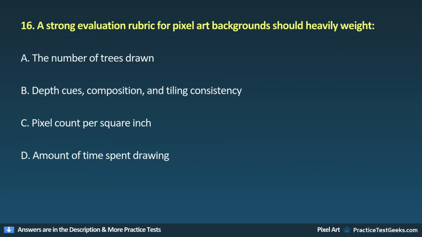16. A strong evaluation rubric for pixel art backgrounds should heavily weight A. The number of trees drawn. B. Depth cues, composition, and tiling consistency. C. Pixel count per square inch. D. Amount of time spent drawing.